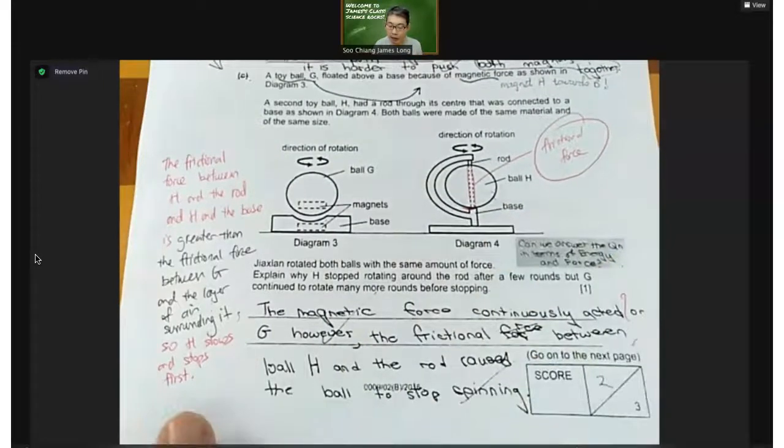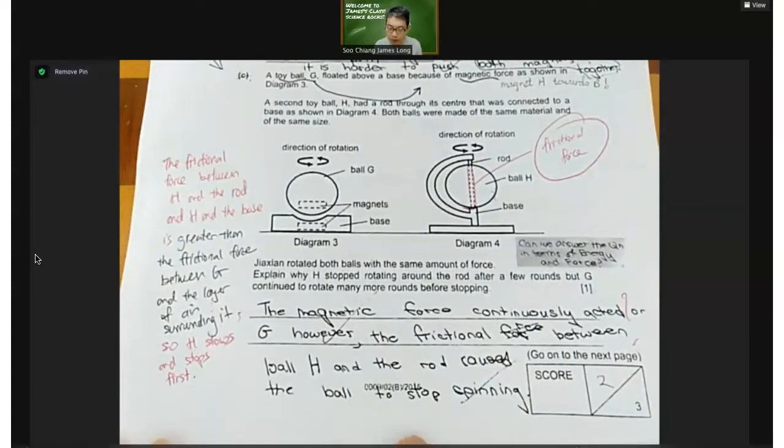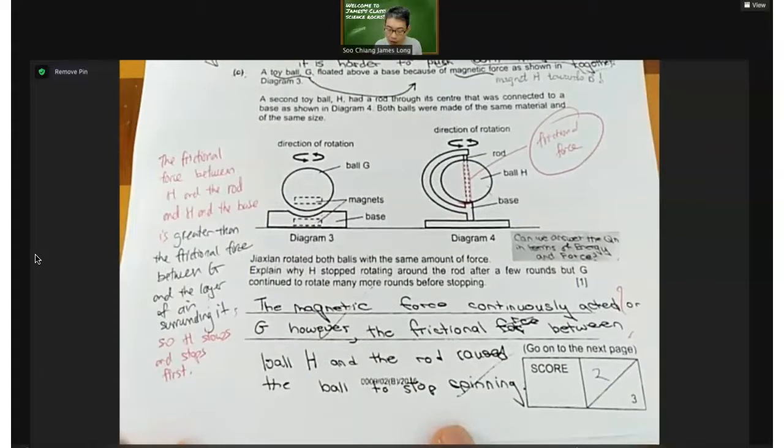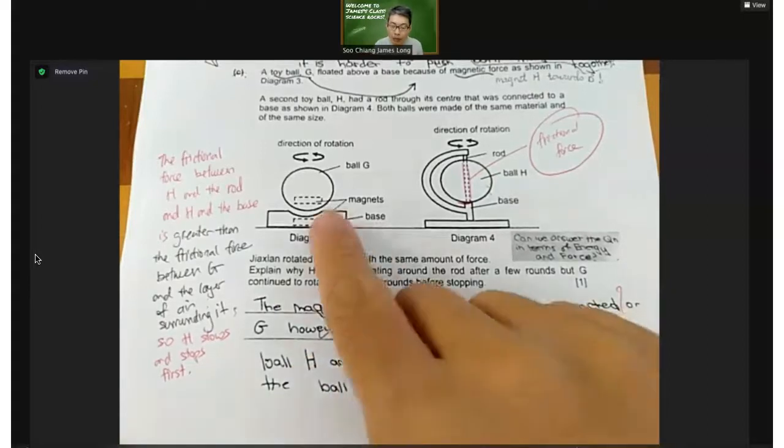I think this is a complete answer, and this is not, because I don't see comparison here. You only talk about frictional force between H and the rod, but you didn't talk about frictional force between G and air. So why would this one stop?